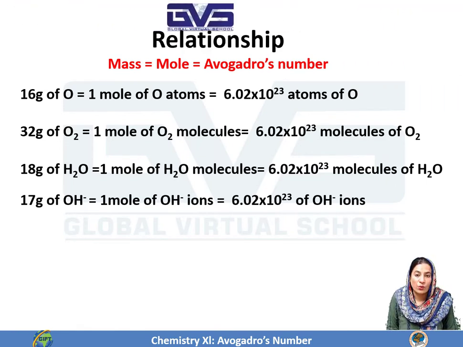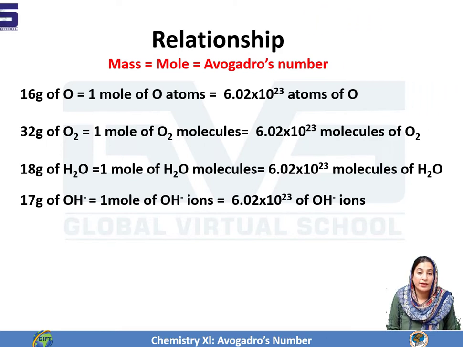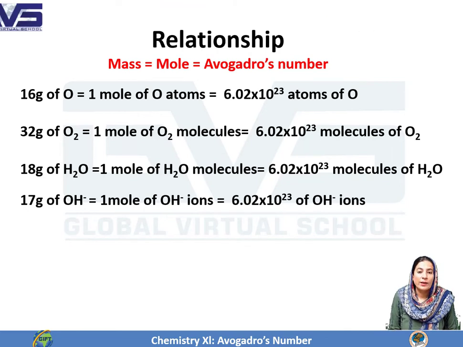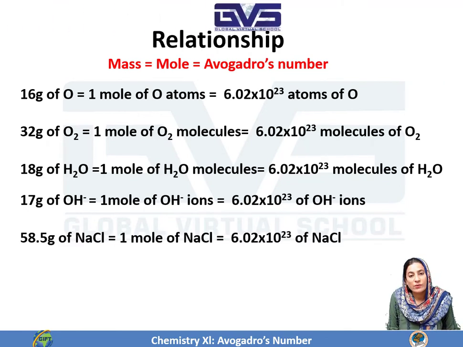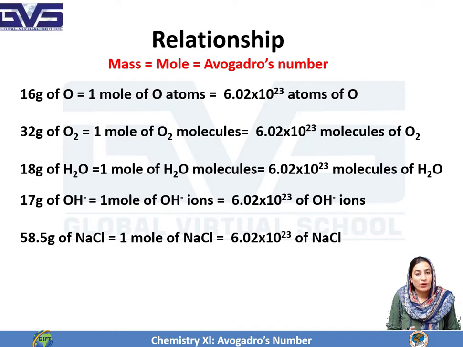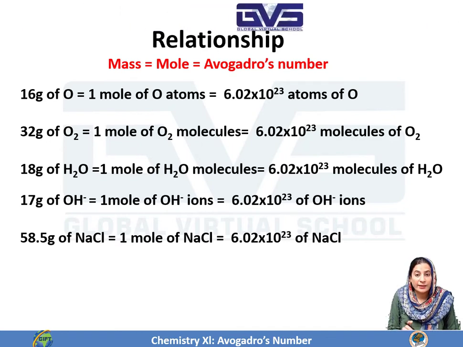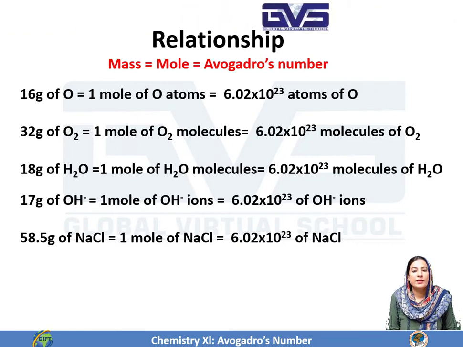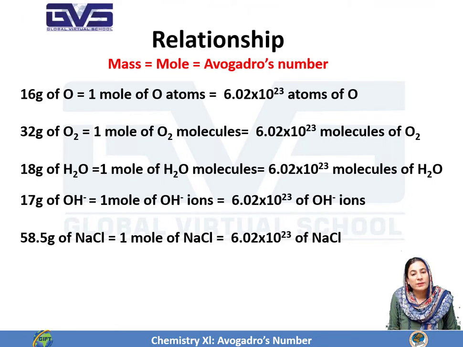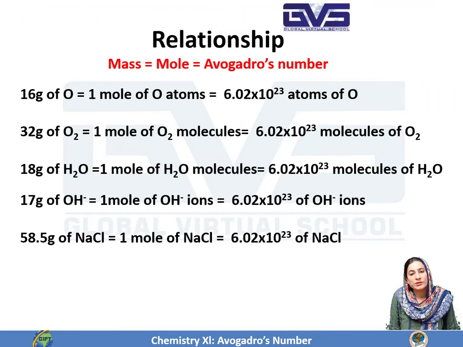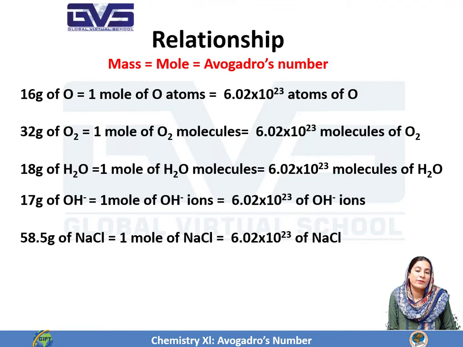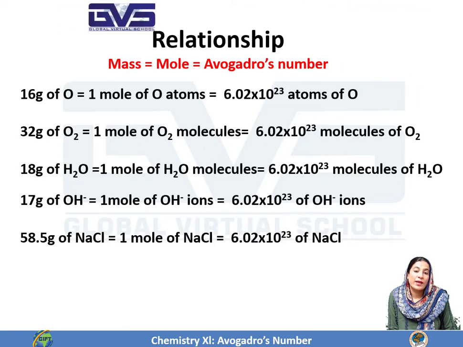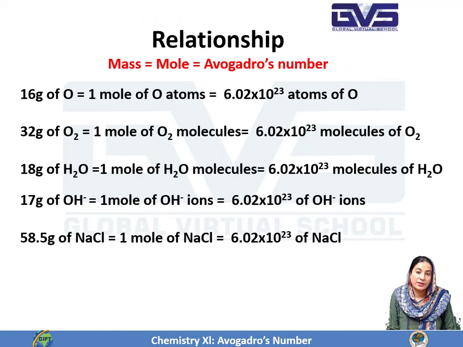And hydroxyl ion, OH, this is in the form of ion. It can be sodium ion, it can be chloride ion. So 17 gram of hydroxyl ion is equal to 1 mole, and it contains number of ions, that is Avogadro's number. So hopefully now you will be clear about mass, mole and Avogadro's number. If mole is double, like 2 mole, number of particles will be double, 2 Avogadro's number. If number of moles are 4, then it will be 4 Avogadro's number. N_A is used for Avogadro's number, and A is written in the subscript.